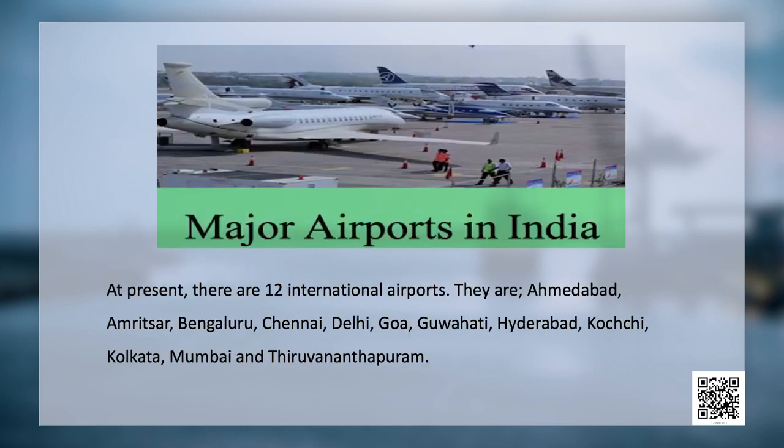At present, there are 12 international airports in India. They are Indira Gandhi International Airport, Delhi; Rajiv Gandhi International Airport located at Hyderabad; Chhatrapati Shivaji International Airport located in Mumbai; Chennai International Airport located in Tamil Nadu; Kempegowda International Airport at Bengaluru; Raja Sansi International Airport at Amritsar; Lokpriya Gopinath Bordoloi International Airport at Guwahati; Dabolim Airport in Goa; Netaji Subhash Chandra Bose International Airport located at Kolkata; Sardar Vallabhbhai Patel International Airport located in Ahmedabad; Cochin International Airport at Kochi; Thiruvananthapuram International Airport located in Thiruvananthapuram in Kerala.